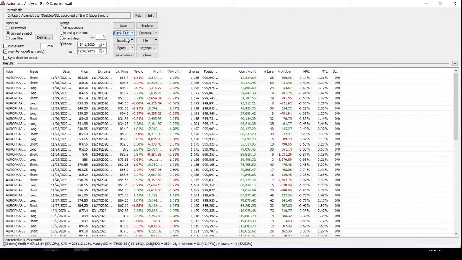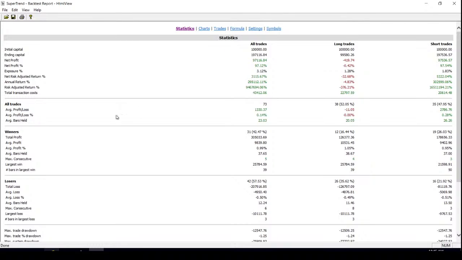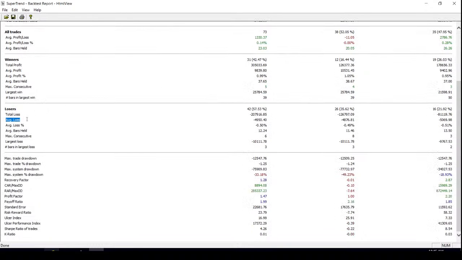So this is how to get the entire report. You can click on report. In report, you have important statistics like average loss, average profit, maximum trade drawdown. Well, this can also be an important factor to be optimized. Percentage drawdown is only 1.25%, very healthy. System drawdown is 33%, which is not very good. So you can work upon maybe improving system drawdown.